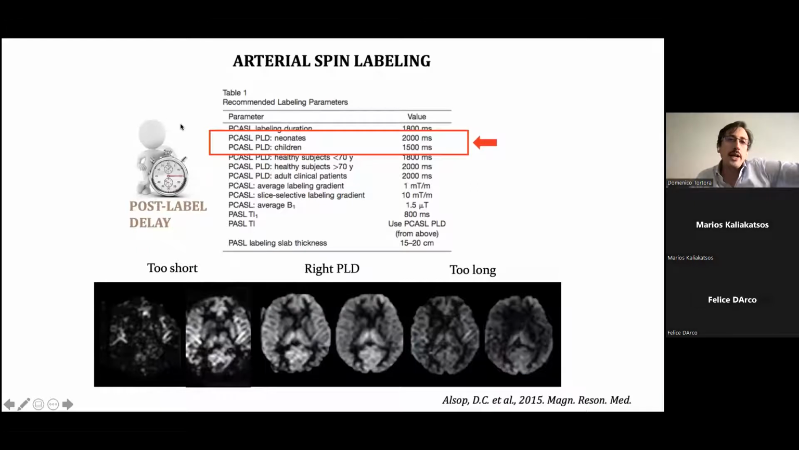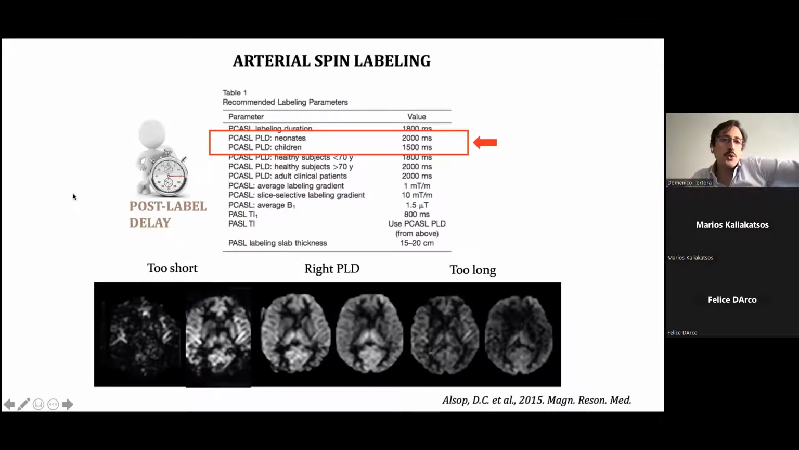You can see that, for example, if you decide to study neonates, you have to use a longer post-labeling delay, in particular if you are studying the neonates during the first days after birth. On the other hand, children, who are characterized by faster blood flow, need a shorter post-labeling delay, 1.5 seconds.